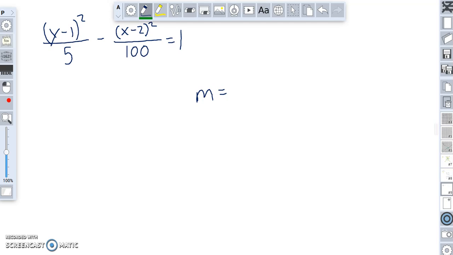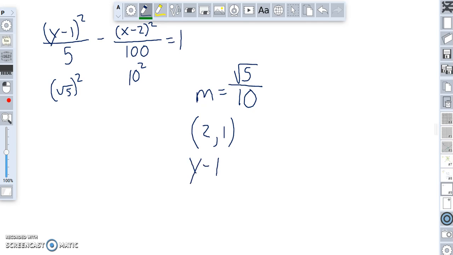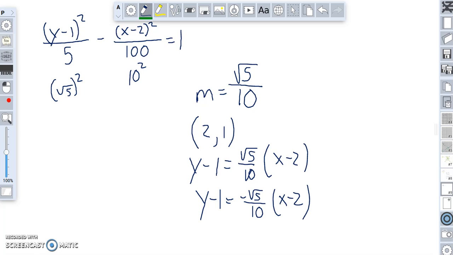My slope, I'm going to go up by my change in y. This is square root of 5 squared. So my box is going to go up square root of 5, and it's going to go over 10. So my slope is going to be up square root of 5, run 10. I'm going to pass through the point 2, 1. So my line is y minus y1 equals m x minus x1, and also that asymptote that has a negative slope. That's how you find asymptotes of hyperbolas.